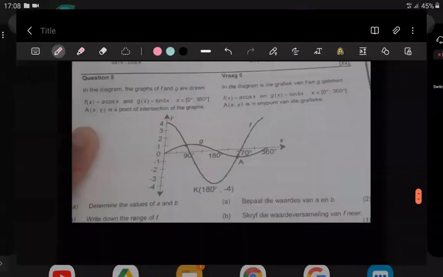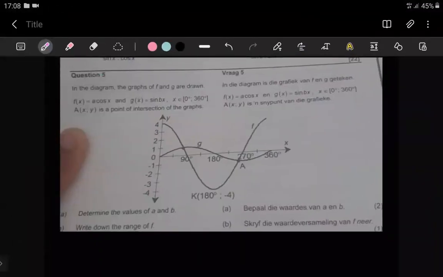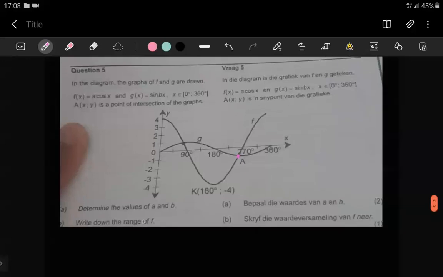With this question, it says in the diagram, the graphs of f and g are drawn. You have the graph f here, g there, and you're looking at it from 0 to 360. Then it says A is the point of intersection of the graphs, so you have A here as the point of intersection. And then it says determine the values of A and B.